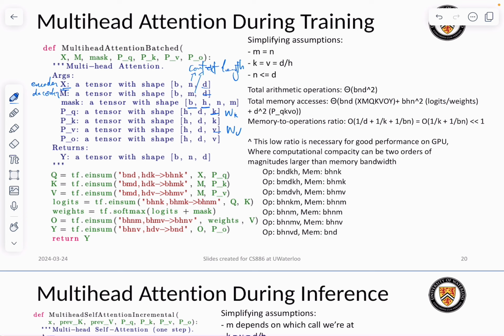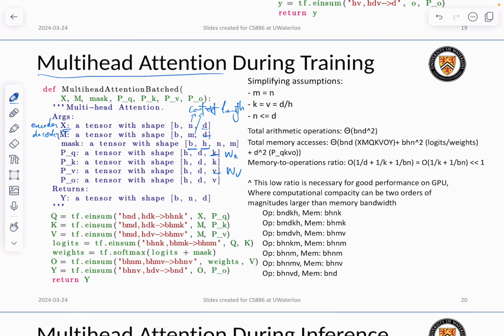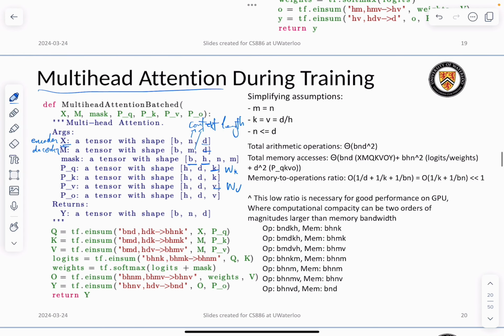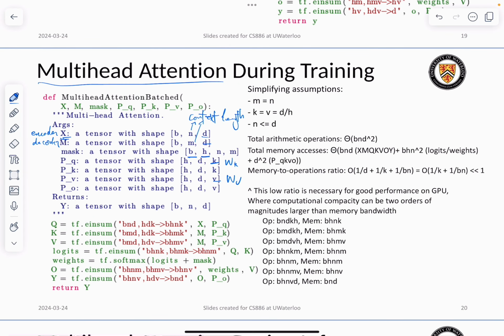Basically what we want is for the total memory access to be low. Not to confuse multi-head attention with multi-query attention, which is what we're covering here: multi-head attention is the original attention mechanism suggested in Attention Is All You Need. Here we have the memory to operation ratio for training. It's a lot less than 1. It's 1 over k plus 1 over bn, which should be a lot less than 1.